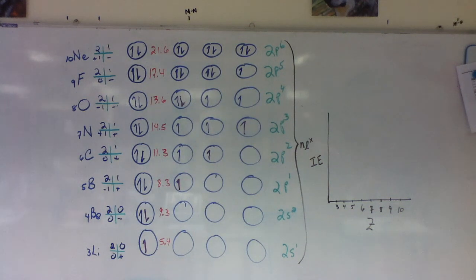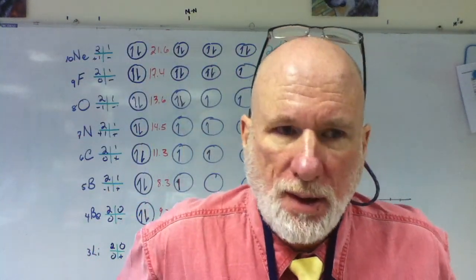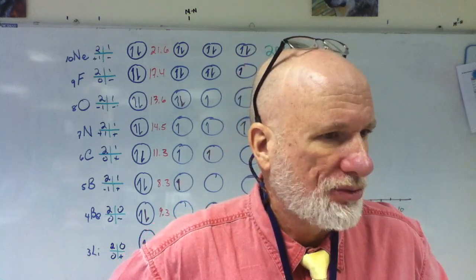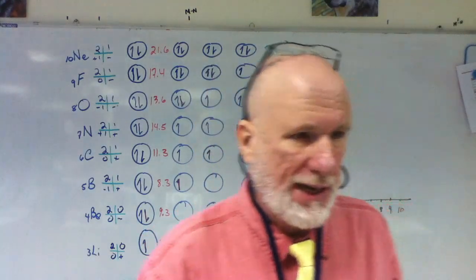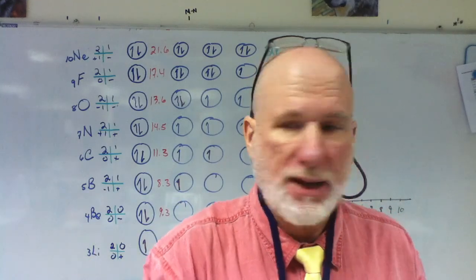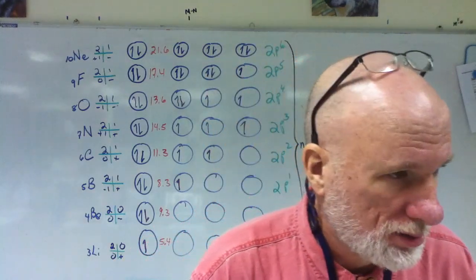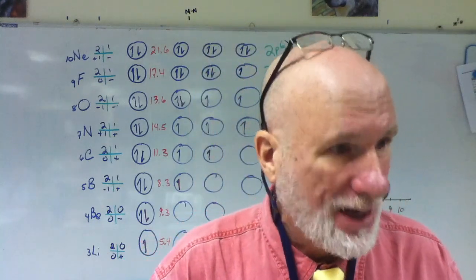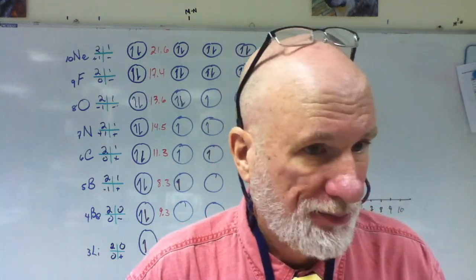Okay. Now, what I put on the board are some ionization energies. The first ionization energy for each element, lithium through neon. The next class, we're going to make a graph of all the ionization energies in period four. That's going to include the transition elements. You will see on that graph the data and what the unit labels are for that data.